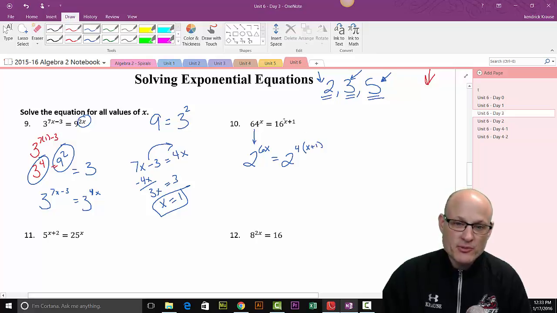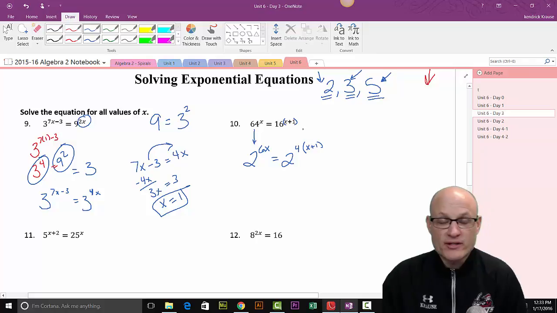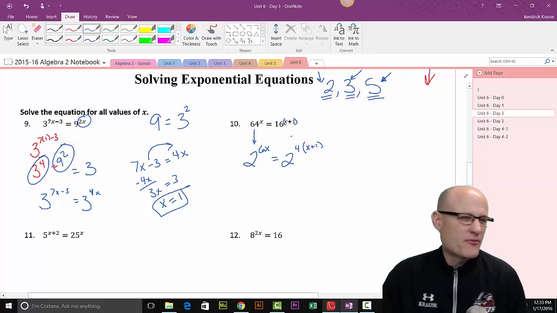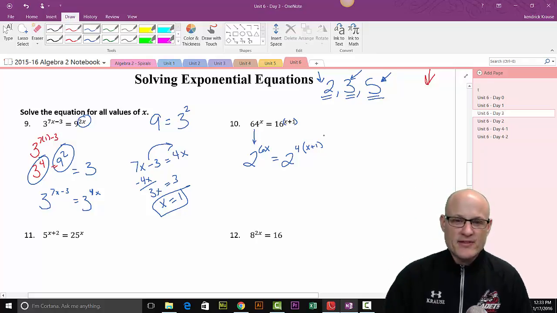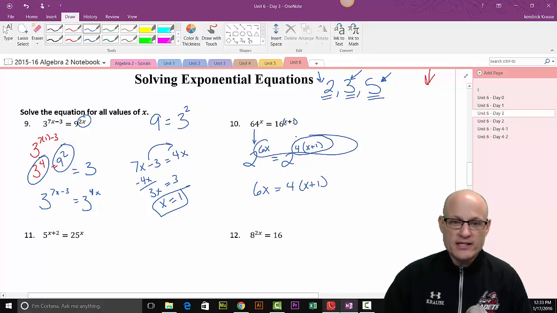Now notice I put this x plus 1 in parentheses. I should have put it in parentheses here. Otherwise, I might end up with 4x plus 1, and I think you should see that this is really 4x plus 4. Okay, well, if that's true, then what I should have is 6x equals 4 times x plus 1. All I'm going to do is set these equal to each other and solve. So I get 6x is equal to 4x plus 4. 2x is equal to 4, or x equals 2.